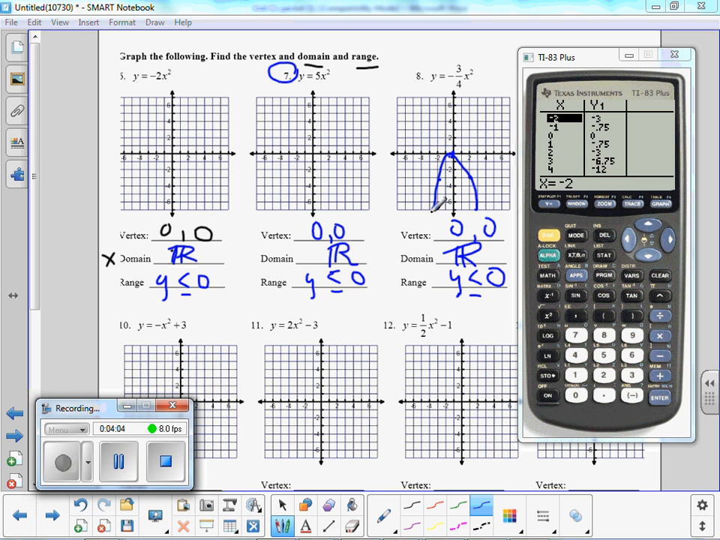Also, when you sketch your graphs, this was the sketch of number 8, you can always go to your table of values and know what points to plot in graphing the problems. I will end this recording and go to another one for the second part of the homework.